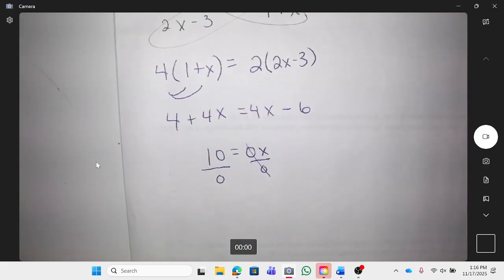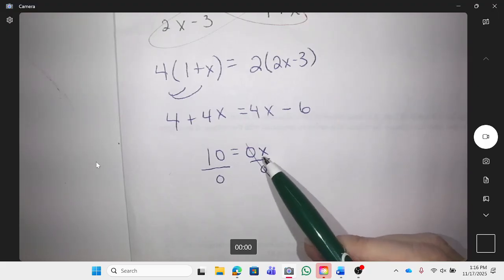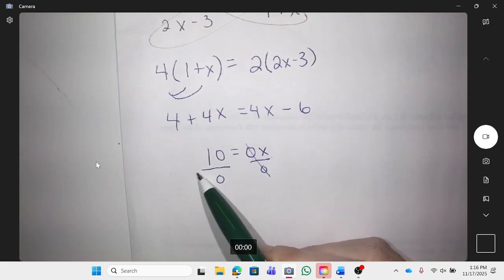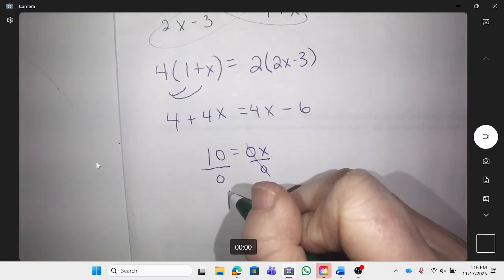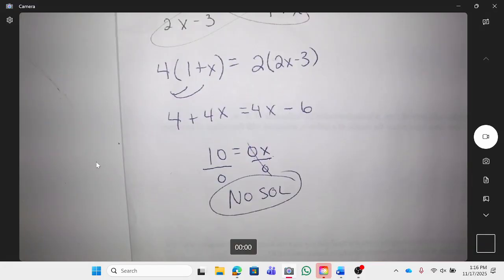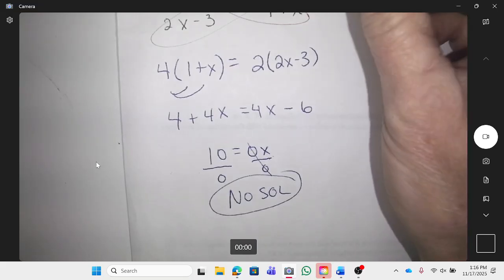This is weird. What am I going to write? So tell me like this. 0 times what will get me to 10? Nothing. So then I'm going to write no solution. Nothing ends up working in that equation. Right? Can't divide by 0.